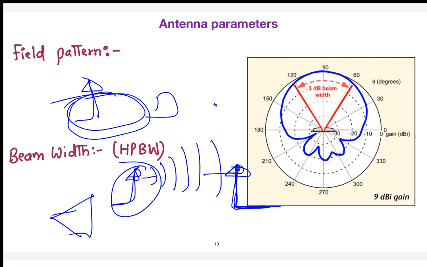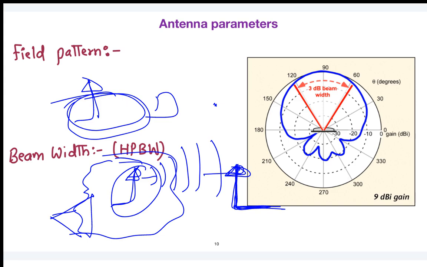Then by the time it reaches the receiving antenna, the signal strength will be very high. Suppose, unnecessarily, you are distributing it in other directions, what will happen? There will be a waste of energy. You don't want to transmit in all directions if your application is point-to-point communication.